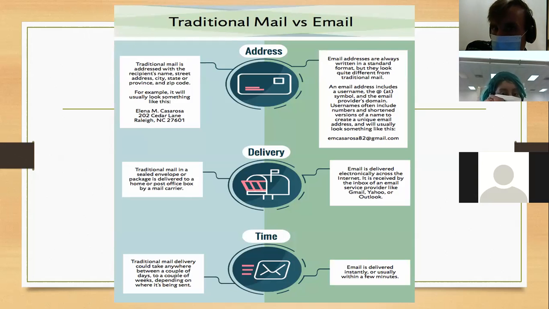Email addresses are always written in a standard format, but they look quite different from traditional mail. An email address includes a username, an @ symbol, which is that A with the circle around it, and the email provider's domain. Usernames often include numbers and shortened versions of a name to create a unique email address, and will usually look something like this. And right here is an example of an email address, emcasanosra82@gmail.com. So you can see the differences between a traditional mailing address and an email address.